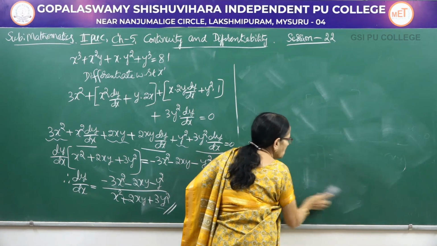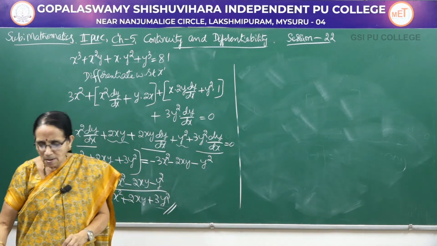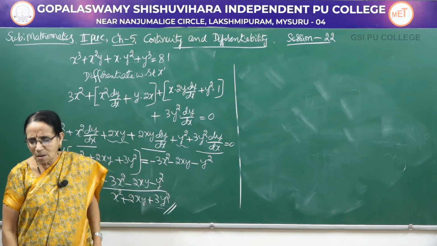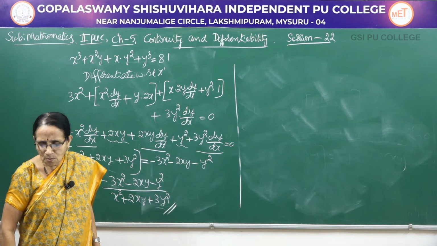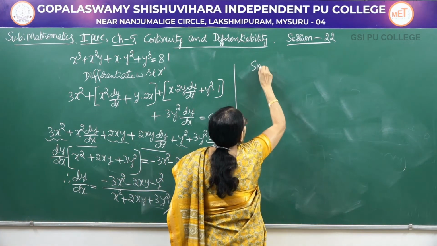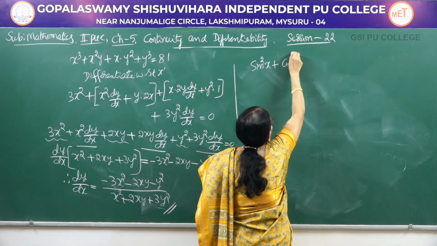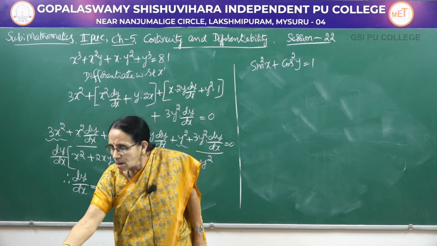Now, let me consider another problem. Here this problem is comparatively easier, the next one, and the answer also we are getting in a very simple way. sin square x plus cos square y is equal to 1.